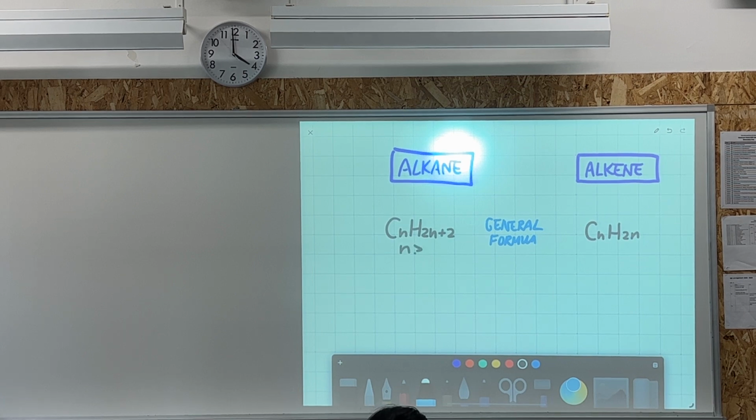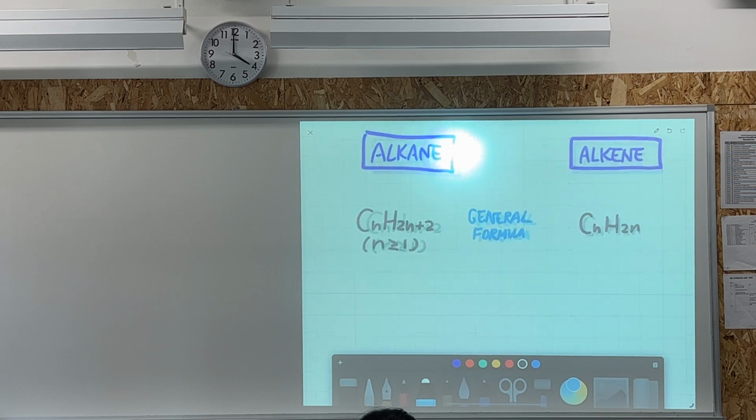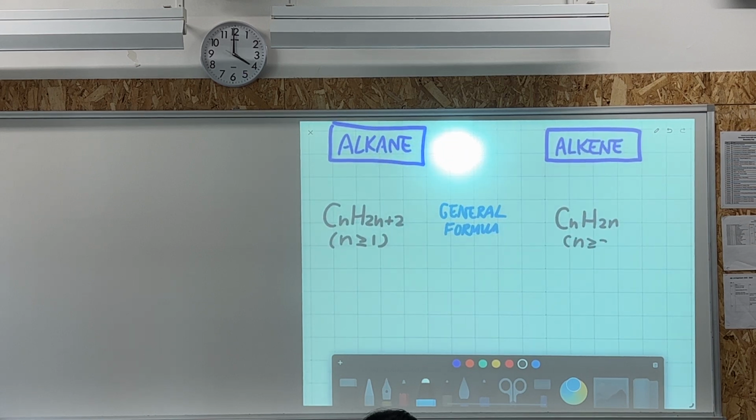And n must start from what? What is the simplest alkane you can think of? CH4. Because alkanes don't have a CC double bond, that means they don't have this restriction that says they must have 2 carbons. They can have just 1 carbon, that's fine. But alkenes have to have at least 2.